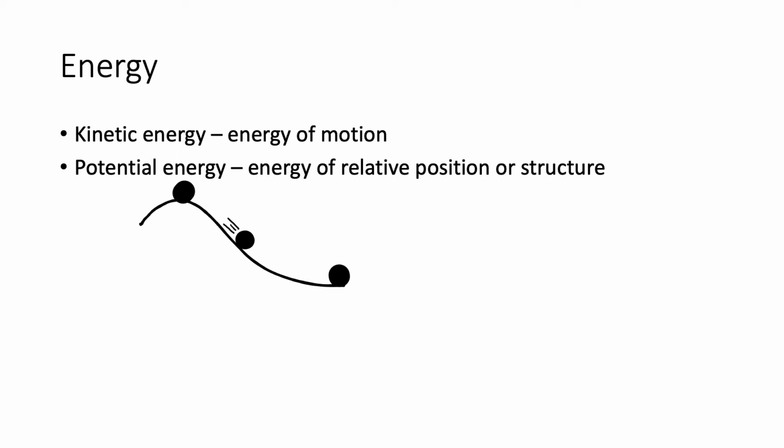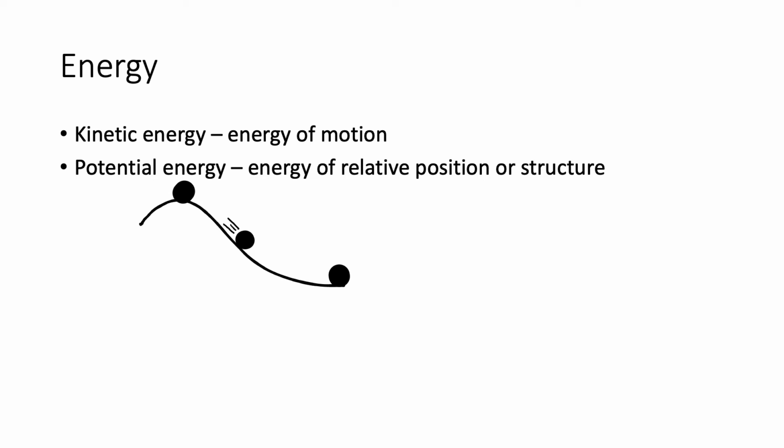And on the other hand, there is potential energy, which is the energy of relative position or structure. And that's kind of an abstract definition, but if we consider two more balls on this same hill, with one at the top and one on the bottom, the one on the top has the potential to have kinetic energy if it rolls down the hill, while the one at the bottom really doesn't have any. And that's what's meant by energy of relative position.